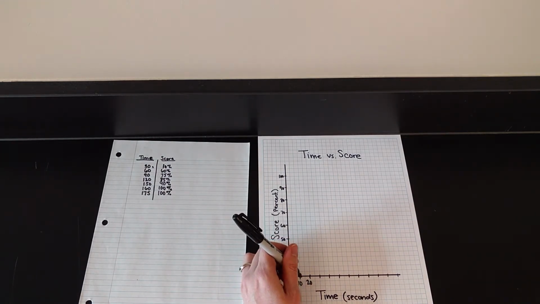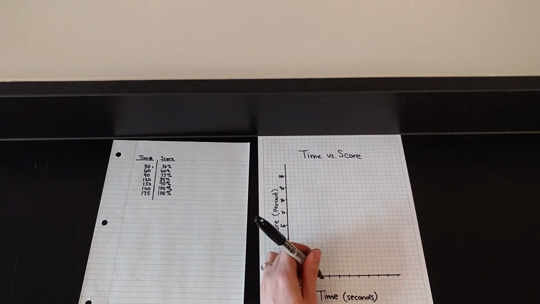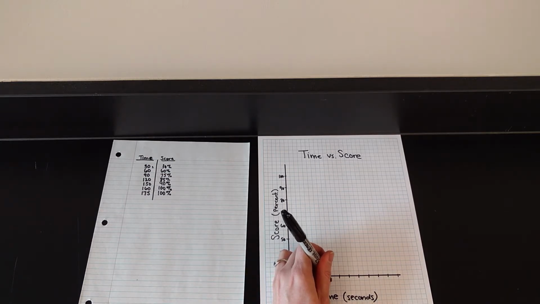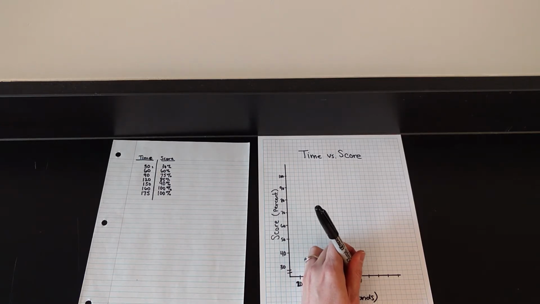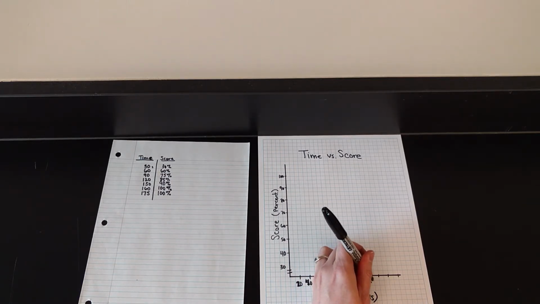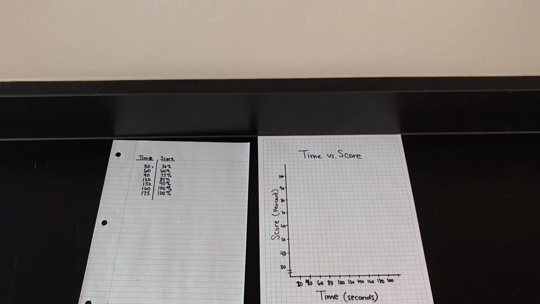So that's a 20, 40, 60, 80, 100, 120, 140, 160, 180, 200. I don't need to go that far. Okay?